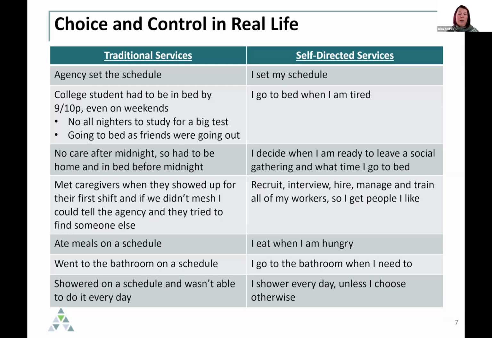Now I get to recruit, hire, manage, and interview all of my own workers. I also get to train my own workers so that I can have them do things the way I like. In traditional services, I ate meals on a schedule. I went to the bathroom on a schedule. I showered on scheduled days, and I wasn't able to do it every day. And sometimes I had to choose between eating and showering because I didn't have enough time on my shift. Now I eat when I'm hungry, I go to the bathroom when I need to, and I shower every day, unless I choose otherwise.